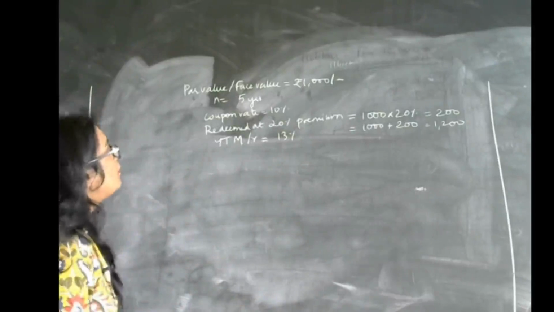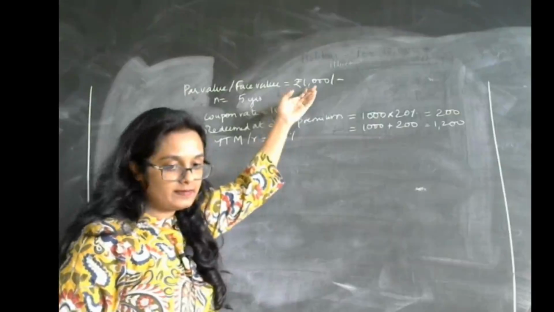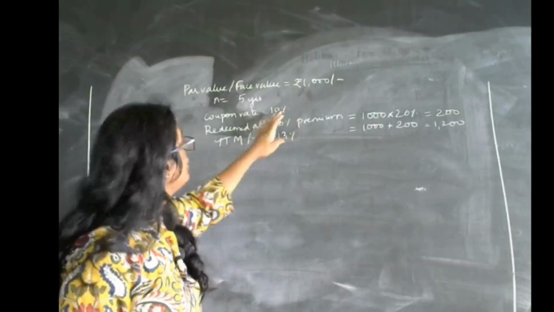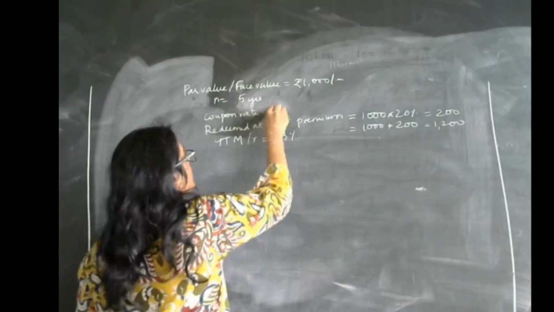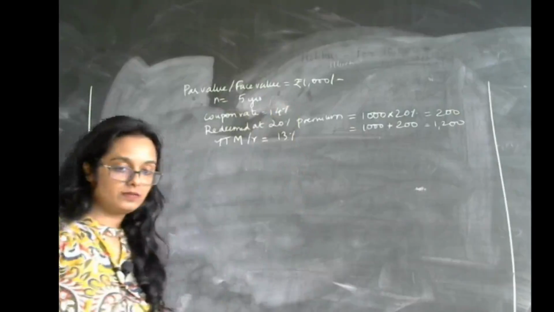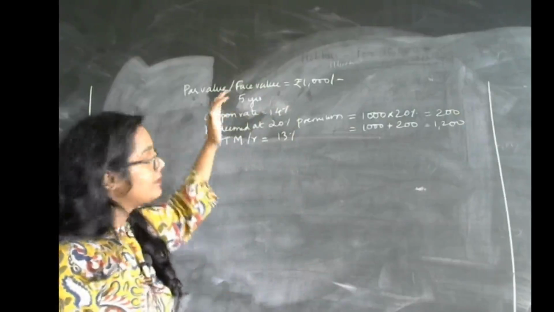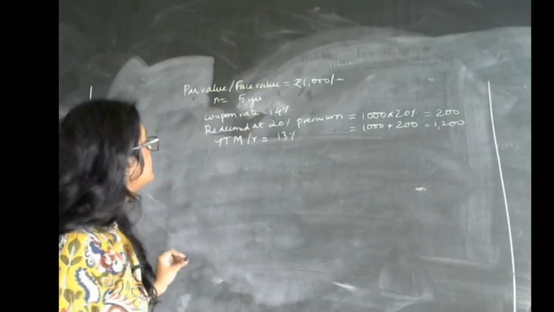Okay, so what is given over here? The market price is 1000 only, that is the par value. The coupon rate is 14%. Okay, and maturing after 5 years, number of years is 5 only.